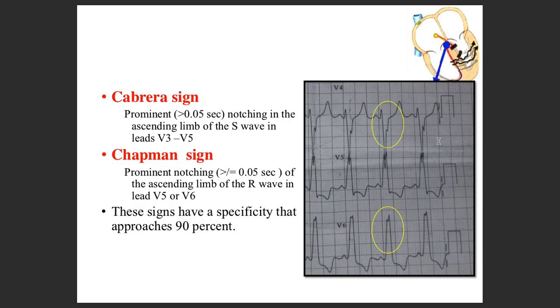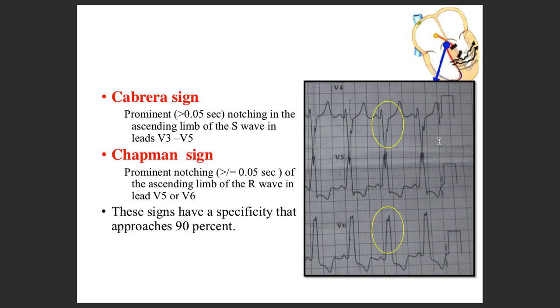believe me, these signs are very notorious. If you look at those S waves, there's notching and all in the QRS, you will come across a lot of those signs, even for VTs and even for myocardial infarction. So in the ascending limb of the S wave, if there's a prominent notch, how will you call it a significant notch? If it is more than 0.5 milliseconds. If you come across that, that is the Cabrera sign. However, the Chapman sign is in the ascending limb of the R wave, which you can see in one of the examples over here.